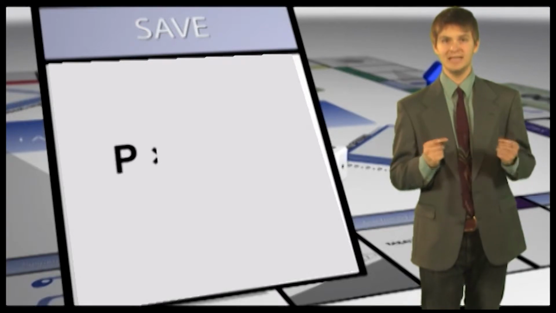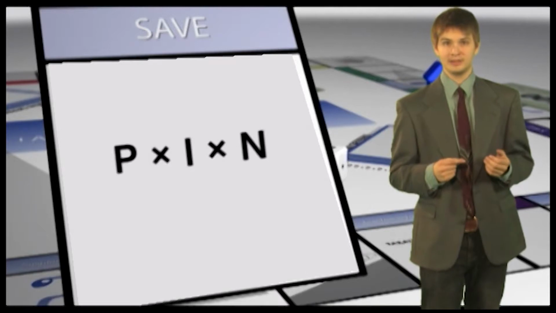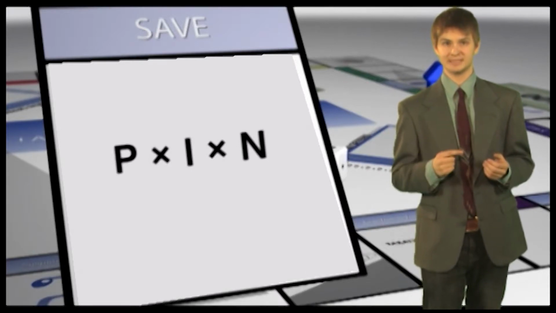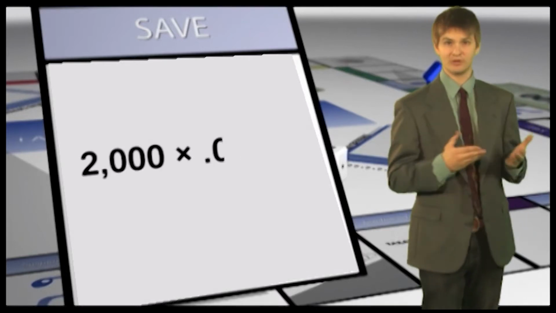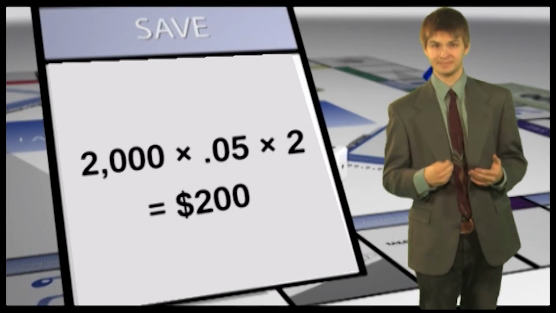First, multiply P times I times N to get the interest charge on the loan. The interest charge is the principal times interest rate times number of periods. The interest charge on the loan is $2,000 times 0.05 times 2, which equals $200 after 2 turns.